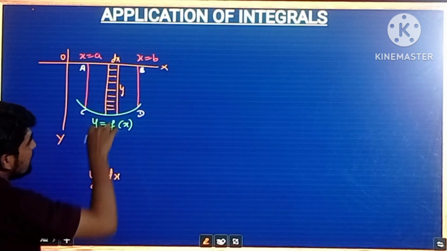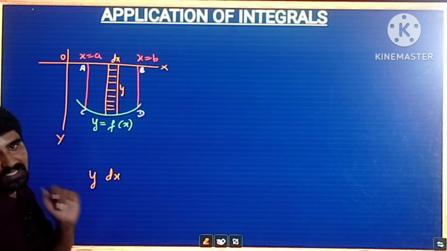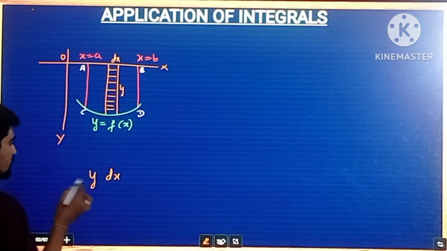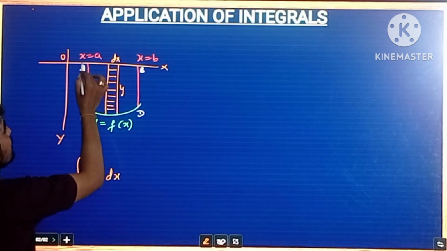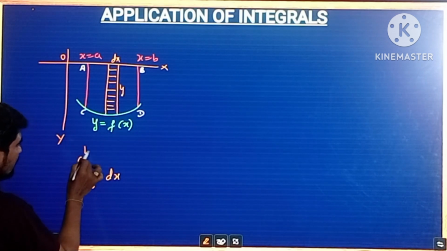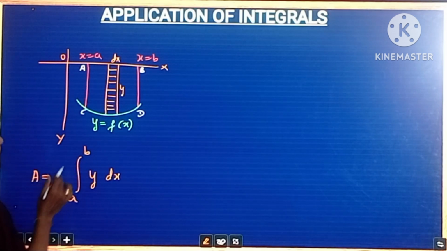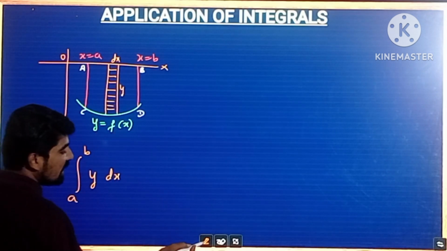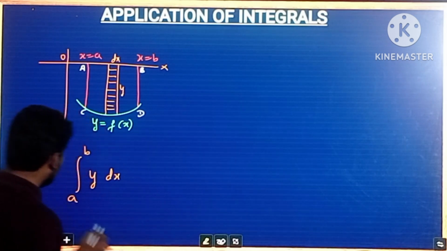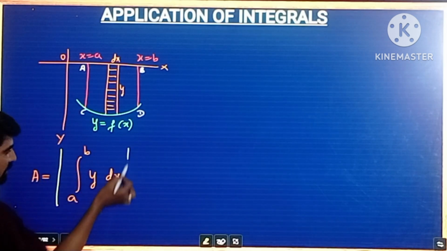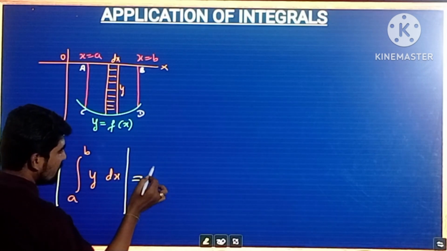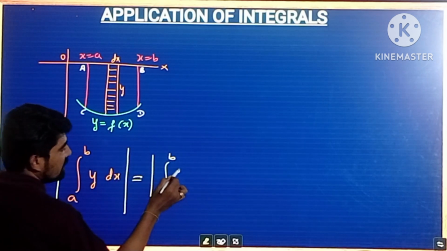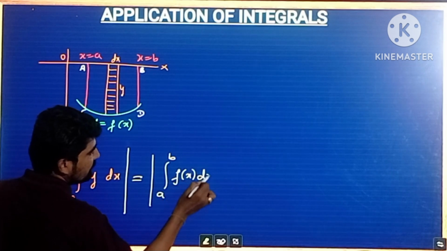But observe here, y is negative in the fourth quadrant, but area is always a positive quantity. So to find the entire area ABCD, as you know, we need to integrate from a to b. The obtained area has a negative sign, but area is always a positive quantity. That's why we need to use a modulus here. The area is the modulus of the integration from a to b of f(x) dx.